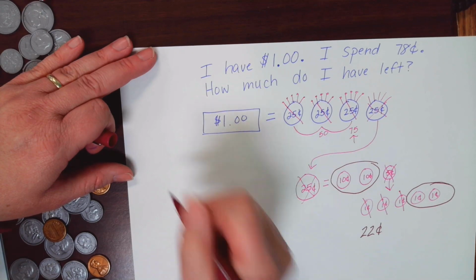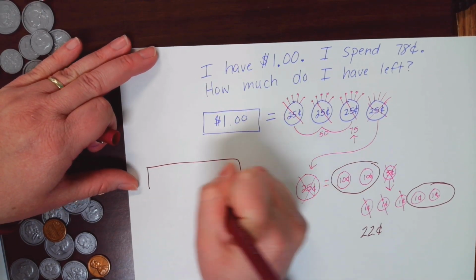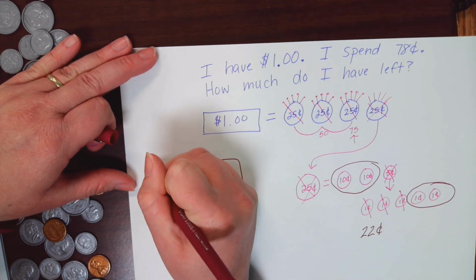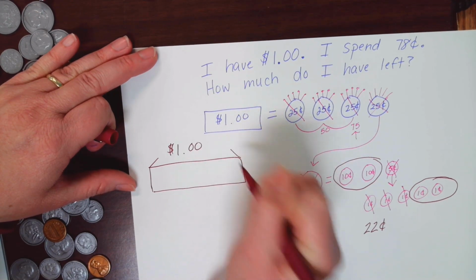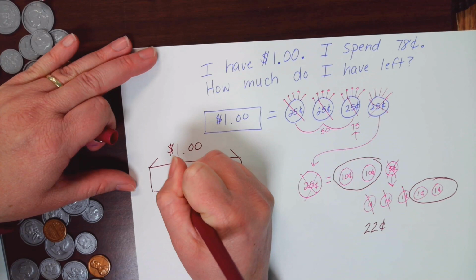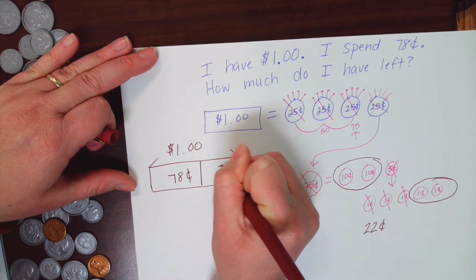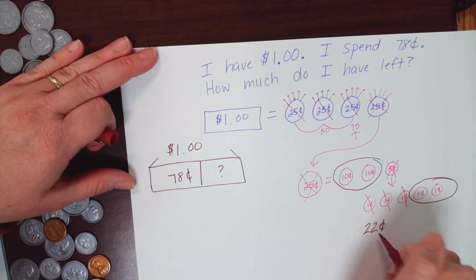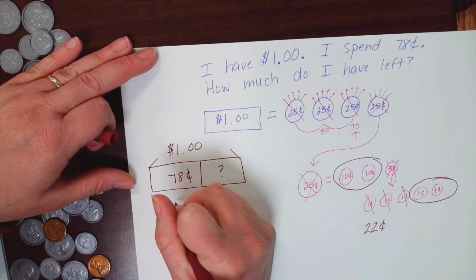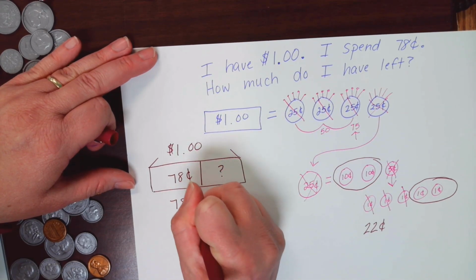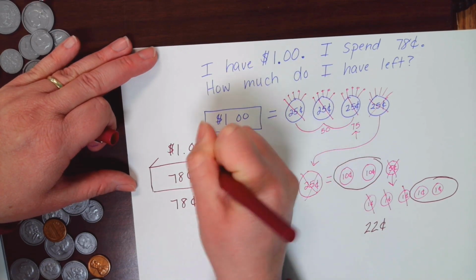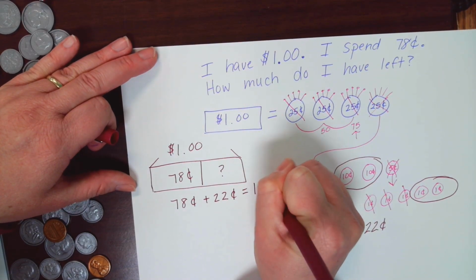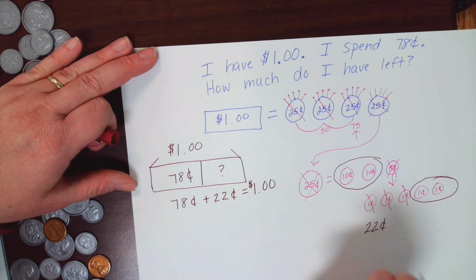Remember this wonderful diagram that Miss Aycraft talks about? This is the whole, and so the whole is $1. From here to here's $1. And I spent 78 cents of it. And so we were looking for this unknown. Well, if I put my unknown in there, so if I put 78 cents plus 22 cents, I should equal my whole amount, which is $1. So let's see if we're correct.